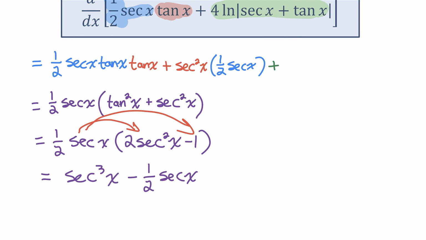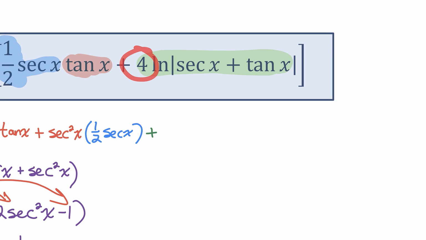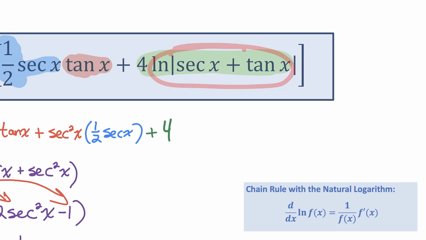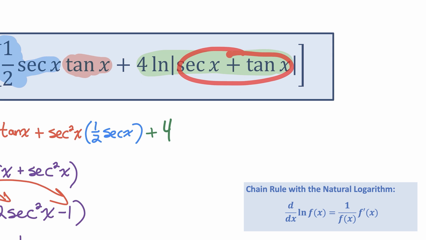Now before I do this, I may want to make some room. So this constant factor of 4, when I'm doing the derivative, the constant factor can stay out front, and we'll multiply that by the derivative of this function of x, the natural logarithm function. Remember, the derivative of ln x is 1 over x, so the derivative of this function would be 1 over the argument times the derivative of the argument.